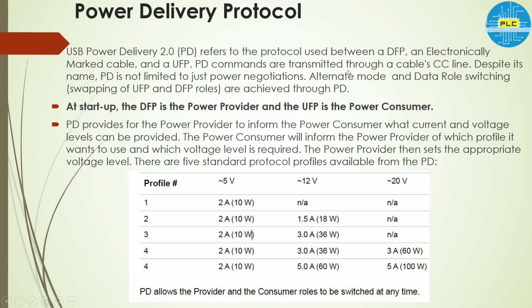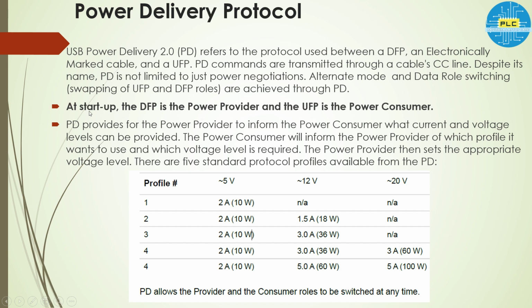PD commands are transmitted through a cable's CC line. The PD commands are a protocol. The protocol commands are transmitted through a cable's CC line. Despite its name, PD is not limited to just power negotiations. Alternate mode and data role swapping of UFP and DFP roles are achieved through PD. This is just an introduction, so in future you can learn more. But you should not forget DFP and UFP.